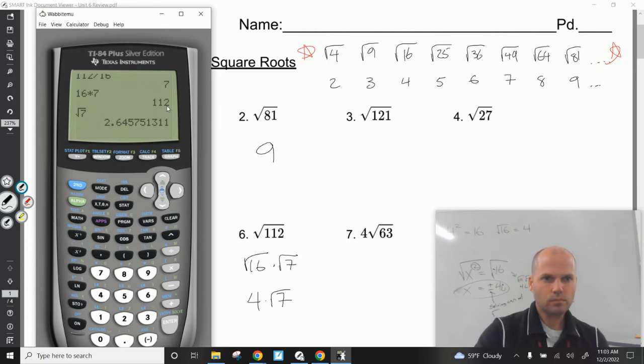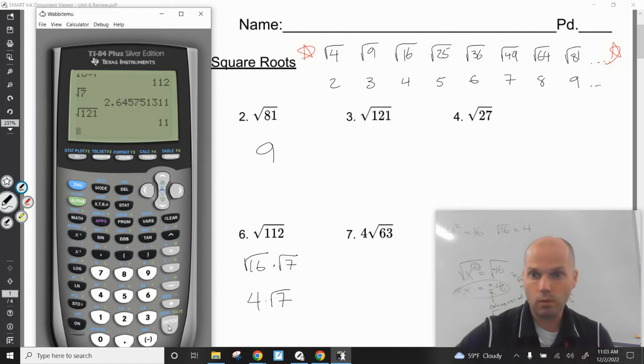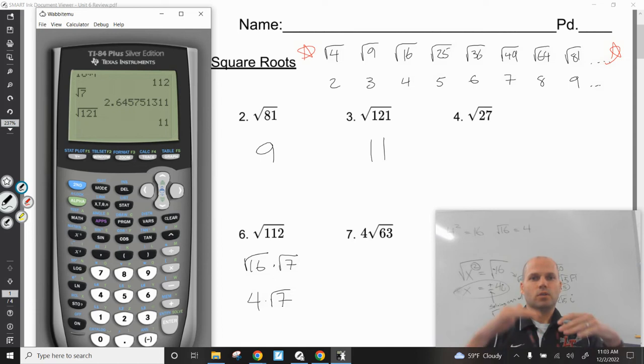Okay? Let's do number 3, then 7. Always try this. What is the square root of the number? Oh, look at that. This is a perfect square. So the answer of the square root of 121 is just 11. 11 times 11 is 121. 11 squared is 121. Boom.